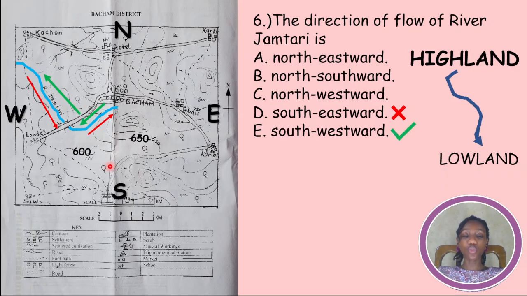So it moves southwestward. It flows towards the west, and on its way, it slants slightly downwards, moving in the southward direction, making option E correct, southwestward. So as you can see, never assume from the general orientation of the map. If we had picked option D, that would have been very wrong. We can't say that the river is going to flow from 600 to 650, defying gravity. No, it doesn't work like that.